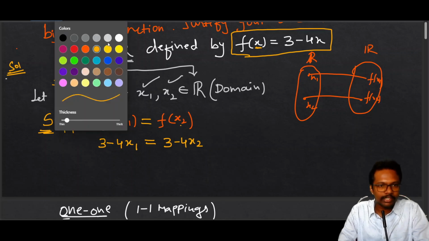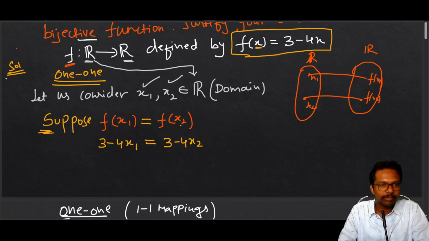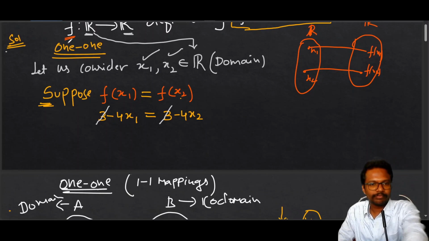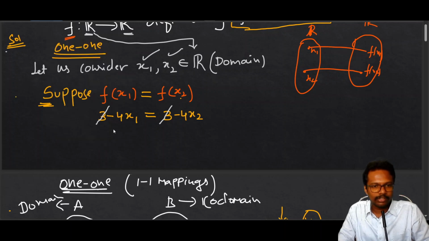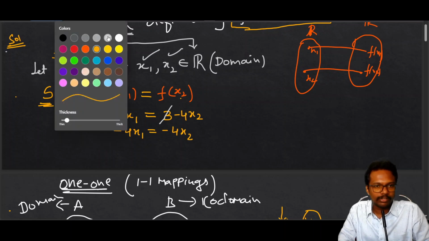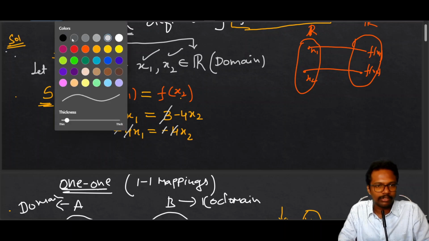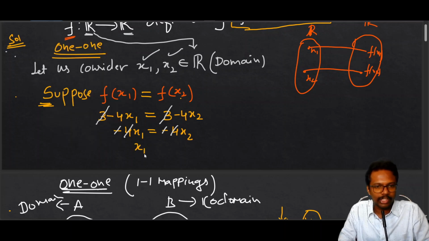Now we can cancel, since the left-hand side and right-hand side are both the same. This 3 and this 3 cancel. So the next step is minus 4x1 equals minus 4x2. Now again we can cancel this minus and this minus, and this 4 and this 4. So now we got x1 equals x2.